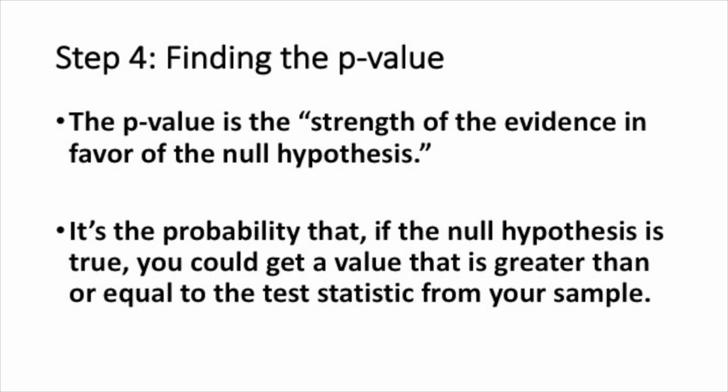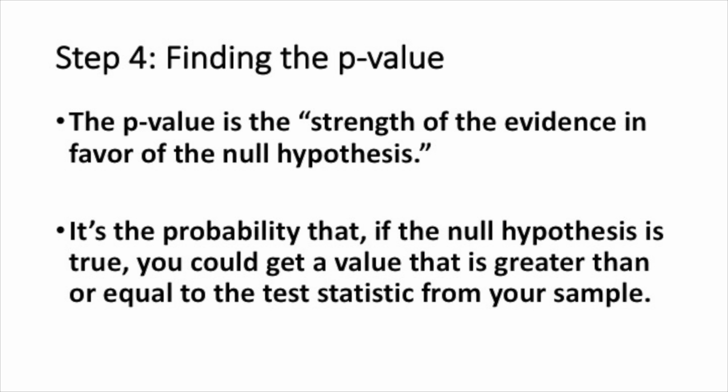The p-value is interpreted as the probability that if the null hypothesis is true, you could get a value that is greater than or equal to the test statistic that you actually calculated from your sample. If you get a large percentage for the p-value, that means that there's a pretty high percentage that you could have actually gotten the value that you got for your test statistic if the null were true. In other words, there's strong evidence for the null. If you get a low percentage for the p-value, that means that there's a pretty small probability that if the null hypothesis were true, you could have gotten a value that was more extreme than the test statistic that you got from your sample.